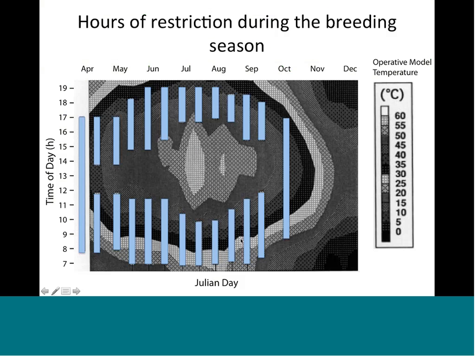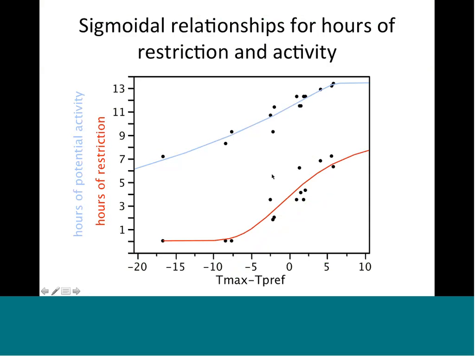So this shows you the hours of restriction for desert tortoises during the breeding season, and in blue is the hours of permissible activity. What you do is you build a curve, so this is how any of these species distribution models would work. So we build these hours of activity curves, with hours of potential activity in blue and restriction in red.